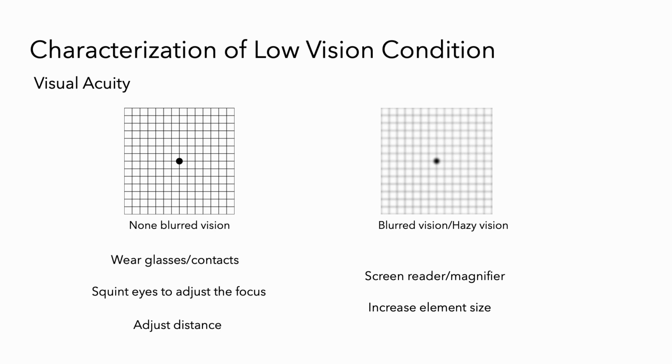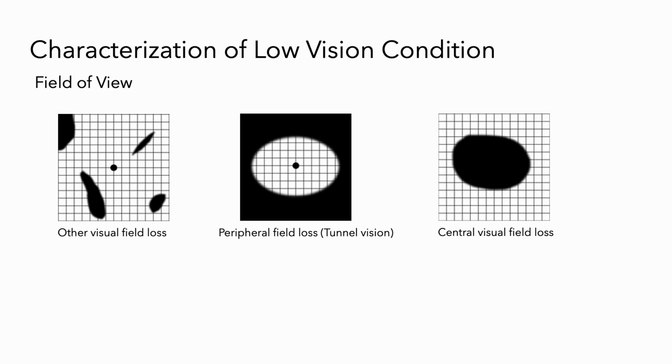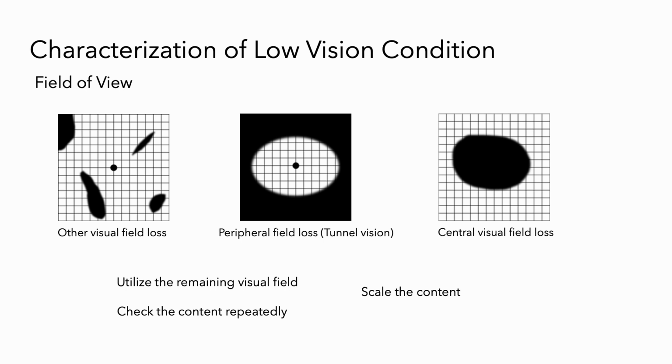Screen reader and magnifier are the most commonly used assistive technologies to deal with it, and decreasing element size is how content generated can support. The field of view, or visual field, refers to the extent of area that can be observed when the eye is looking straight ahead. Visual field loss can be categorized into 3 types. Viewers may miss content without knowing that they missed it. To compensate, viewers will utilize the remaining visual field and check the content repeatedly. Existing approaches try to scale the content to a small range to increase the chance that the viewers can see all the content regardless of their vision loss.